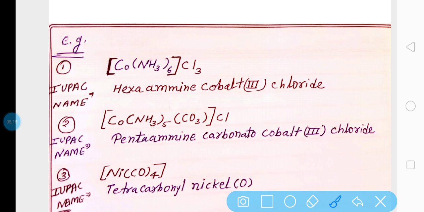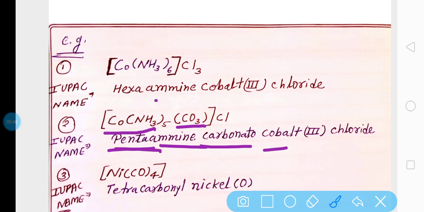See, in this complex, two ligands are there. One is carbonato and another is amine. So according to alphabetical order, we have to write the name of amine firstly, na? So 5 amine ligands are there. That's why we have to use the numeral prefix penta. Then the name of ligand amine. Then second ligand carbonato. And thereafter name of central metal. So cobalt is there. So cobalt.